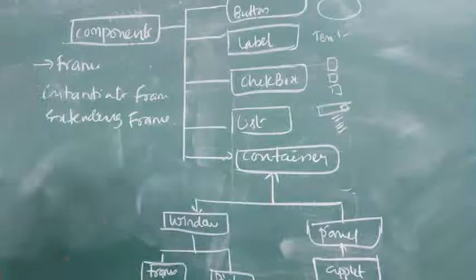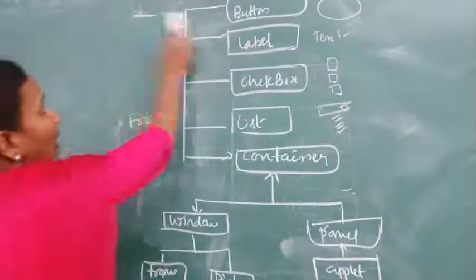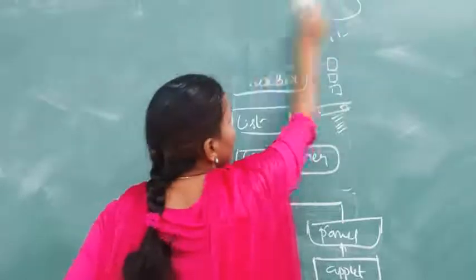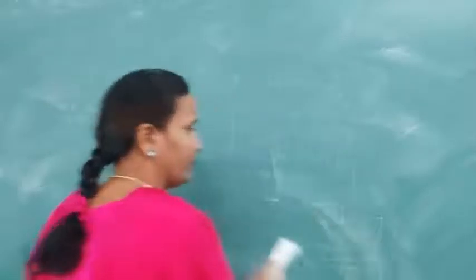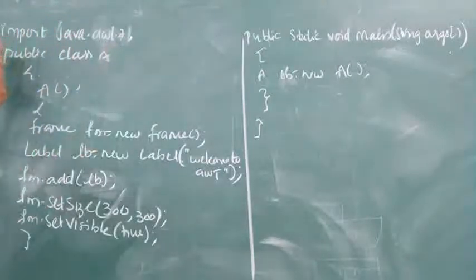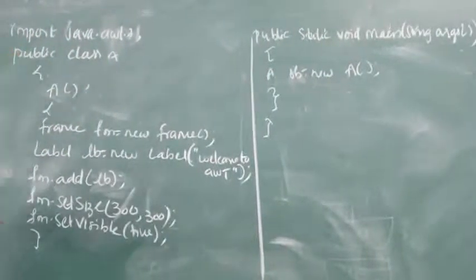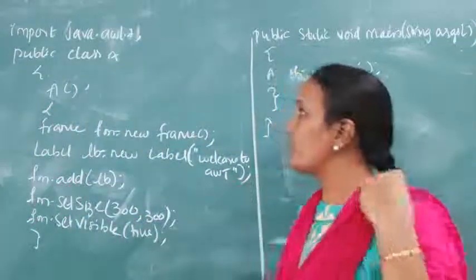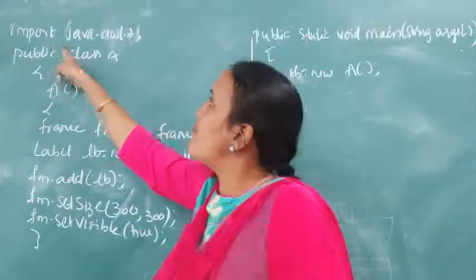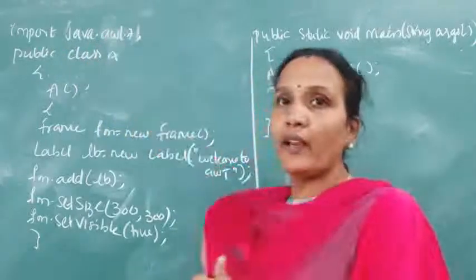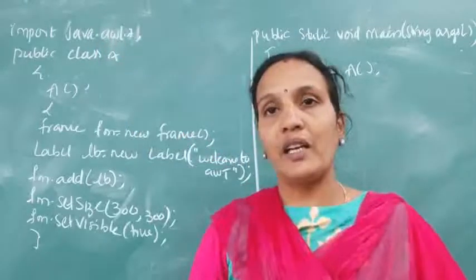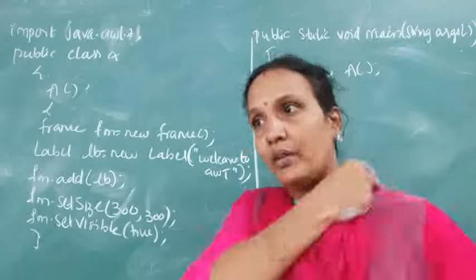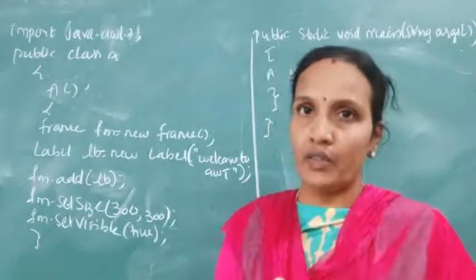Now here I will give you an example program on how to create a frame and how to add different components to the frame. First I will write the example program and I will explain. Now here you can see the example program which illustrates the frame's creation. Here you can see import java.awt. Which package are we importing here? The AWT package. Importing the AWT package means whatever classes are there in that package and whatever methods are there in those classes, you can use.